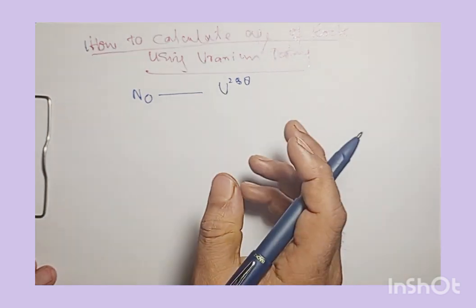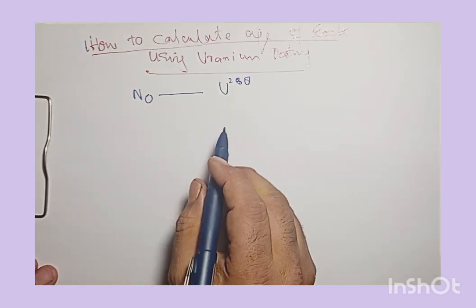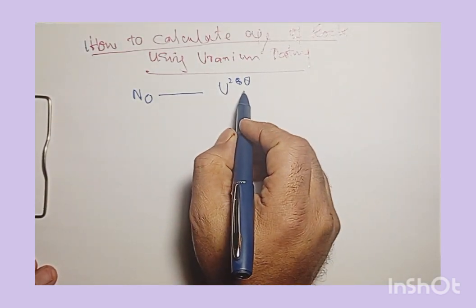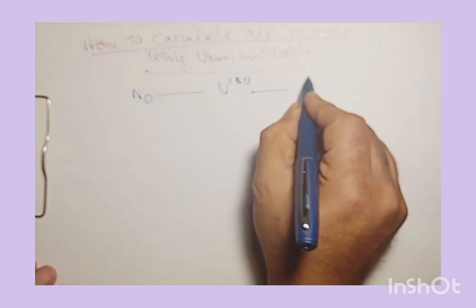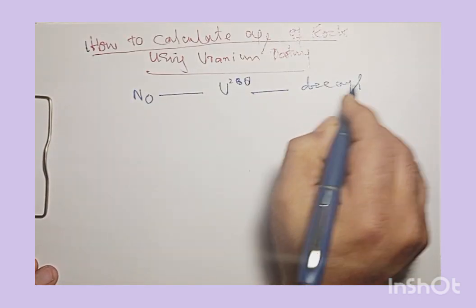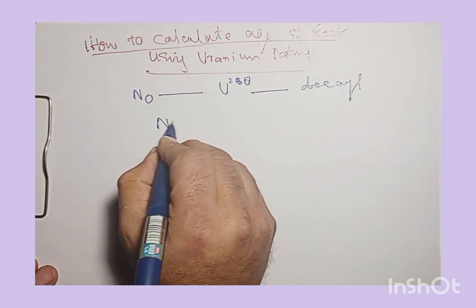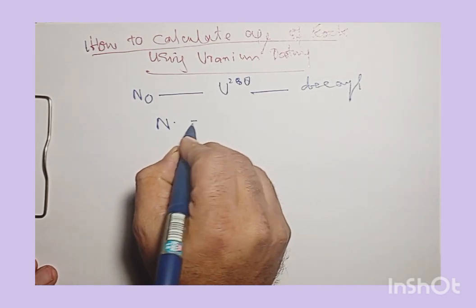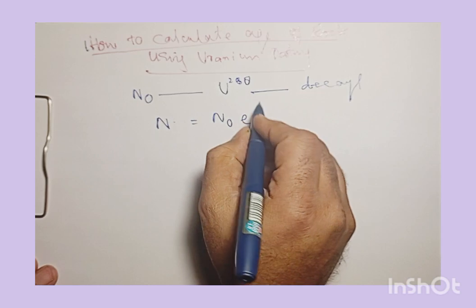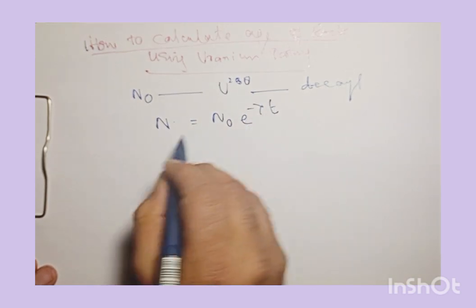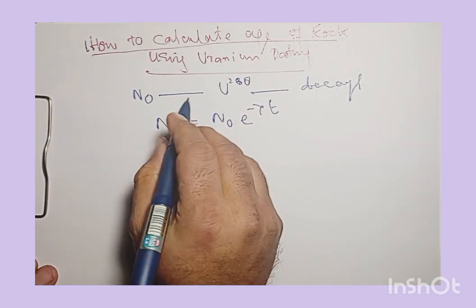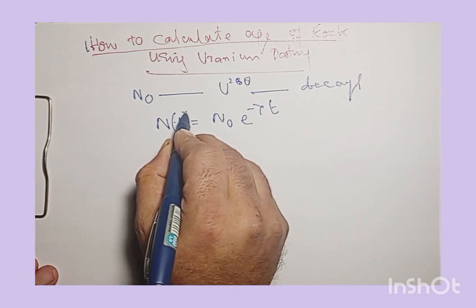in the rock, the sample that we have, this uranium 238 will decay, and it decays according to the relation N equal to N0 e to the power of minus lambda t. Now this is the decay of uranium 238.